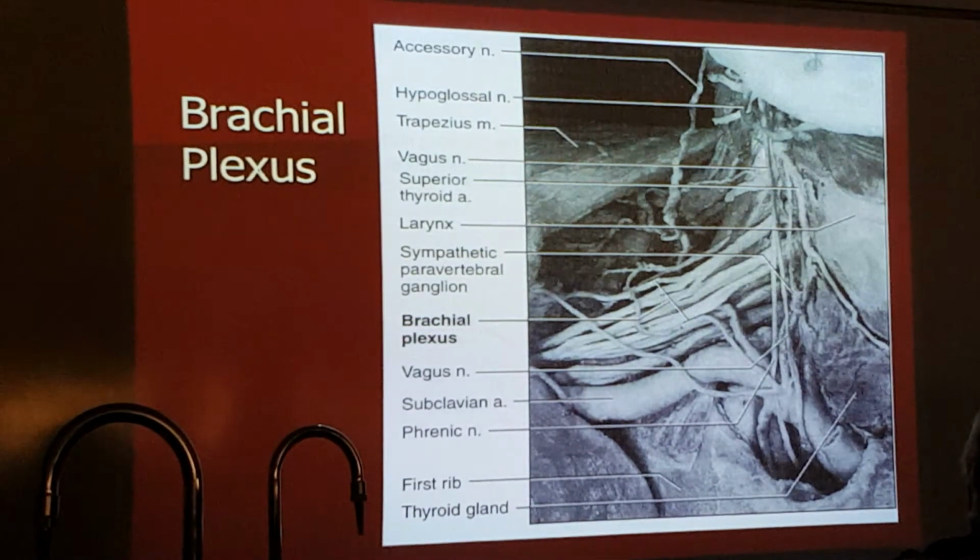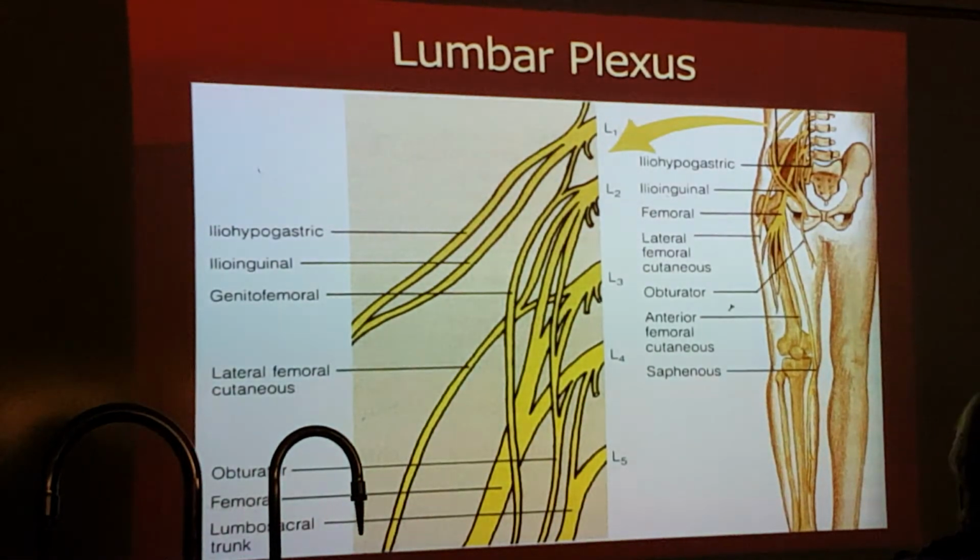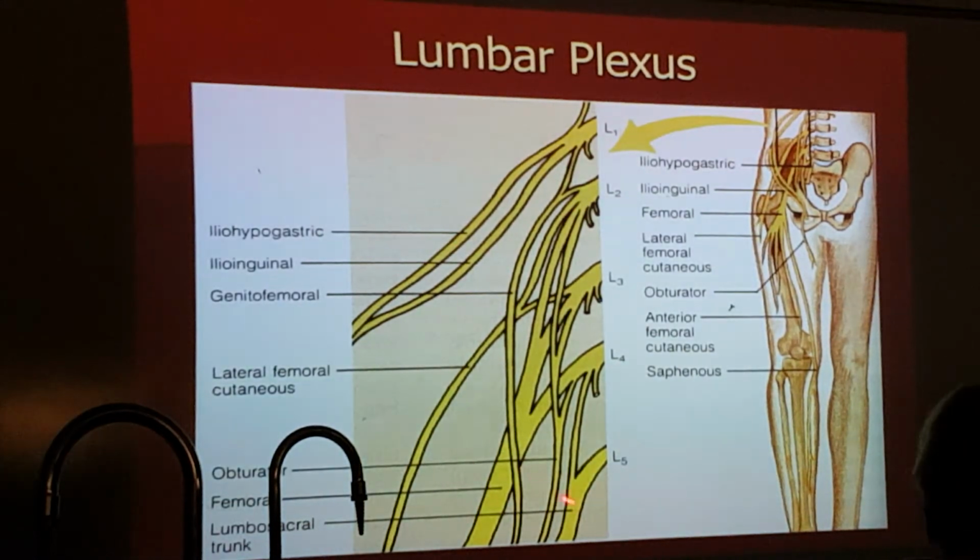Okay, and you can see someone has done a lot of work dissecting tissue away from the brachial plexus there. Okay, lumbar plexus in the lumbar region, L1 through L5, and it sends a couple major nerves down into the sacral plexus. Sacral plexus gives rise to the sciatic nerve and a bunch of other important nerves. The sciatic nerve is the largest nerve in the body.